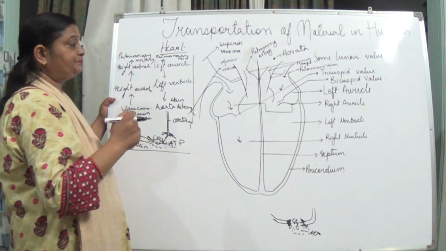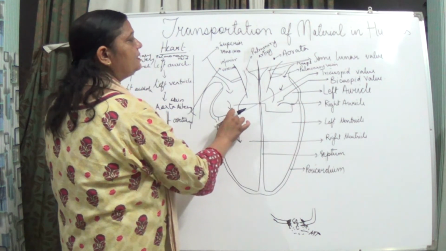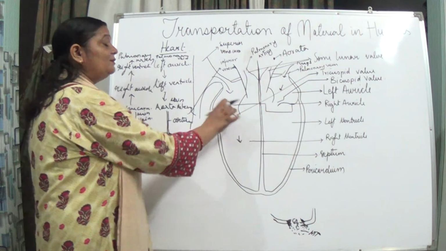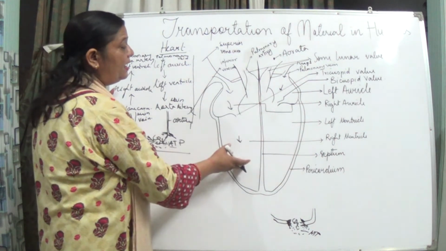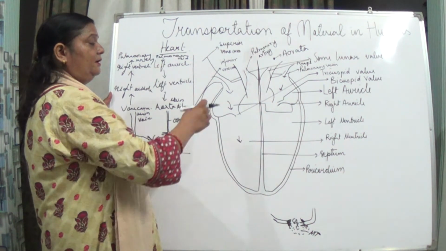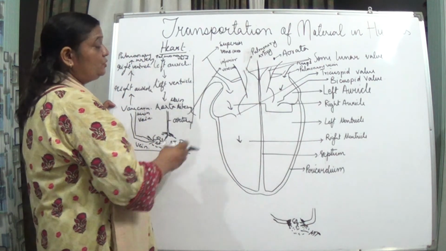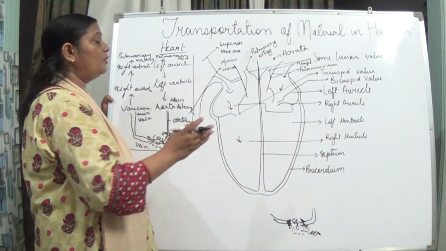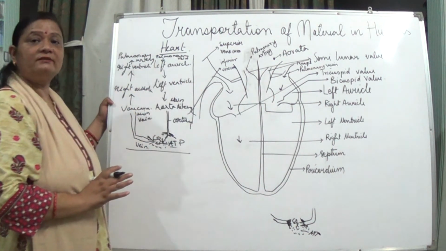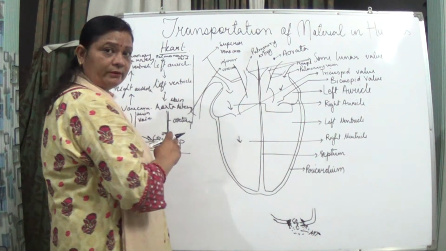Okay. Now, next, what is the function of the bicuspid and tricuspid valves? If these valves are not present, what happens once the blood has flown to the ventricles? Here there can be a backflow of the blood, isn't it? So, in order to prevent that backflow of the blood, the bicuspid and tricuspid valves are present. Okay, that is the same with the semilunar valves also.